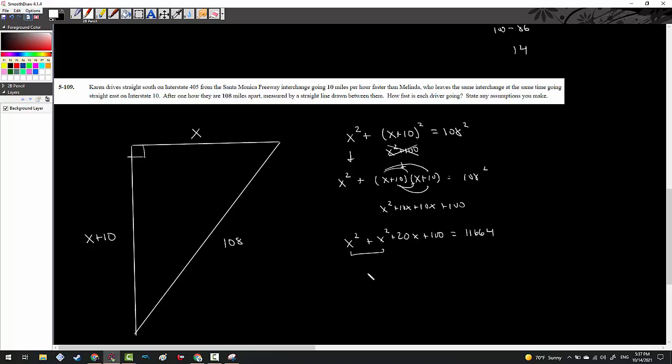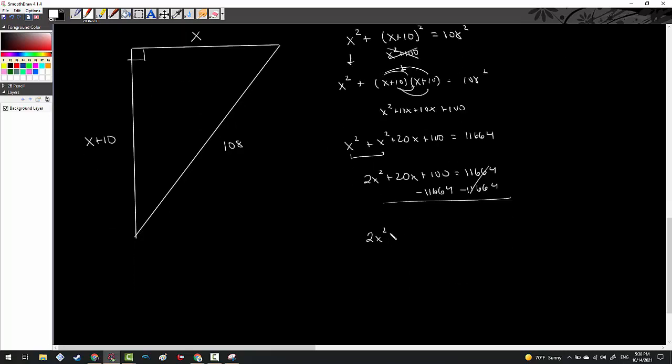So let's go and combine some like terms here. These guys will combine, so I got 2x squared plus 20x plus 100 equals 11664. So what I'm going to do is divide everything by 2. Actually, no, I'll go ahead and subtract 11664 from either side. So what I get is 2x squared plus 20x minus 11564 equals 0. And now, because I've got even numbers and 0, just like the last problem, I'm going to divide everything by 2. Again, there's no need for that, but really working with those smaller numbers just makes your life easier. So what I've got is x squared plus 10x minus 5782 is equal to 0.